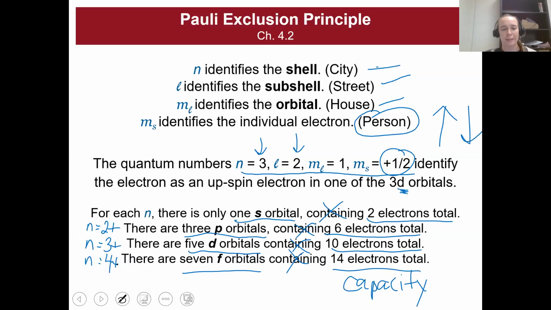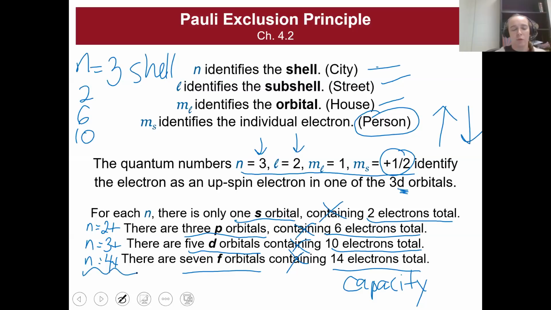those are our capacities. So if we look at a shell, say the n equals 3 shell, there is an s orbital in that shell. So then there could be 2 electrons in that s orbital. The n equals 3 shell also has 3 p orbitals. So there could be 6 electrons in those p orbitals. And when n equals 3, we can also have d orbitals. We can have L equals 2. So there's 5 d orbitals and 10 electrons total. So that's it for the n equals 3 shell.